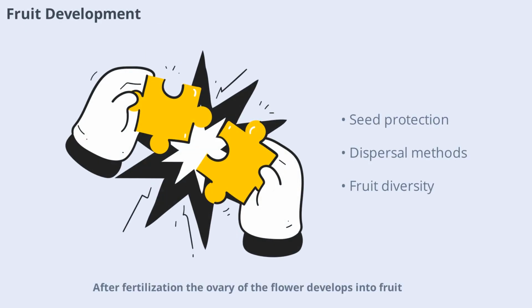After fertilization, the ovary of the flower develops into fruit, which protects the seeds and aids in their dispersal. Fruits come in many shapes and sizes, adapted to different methods of spreading seeds such as wind, water, or animals.